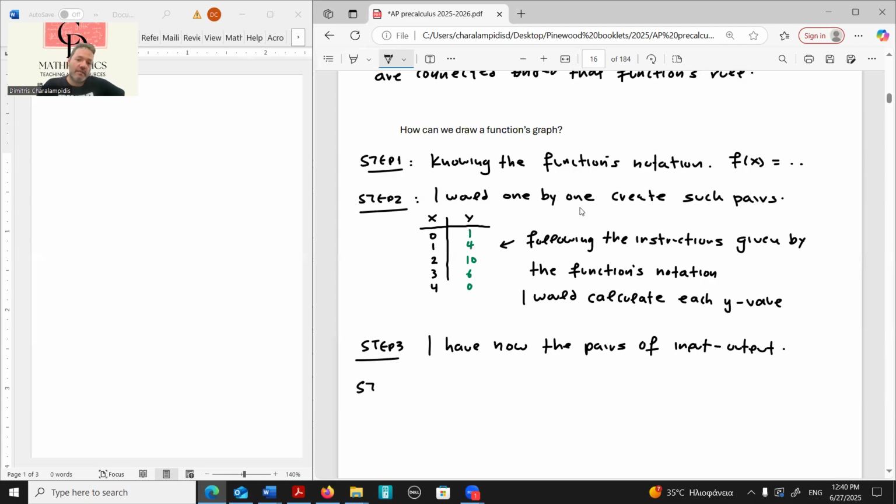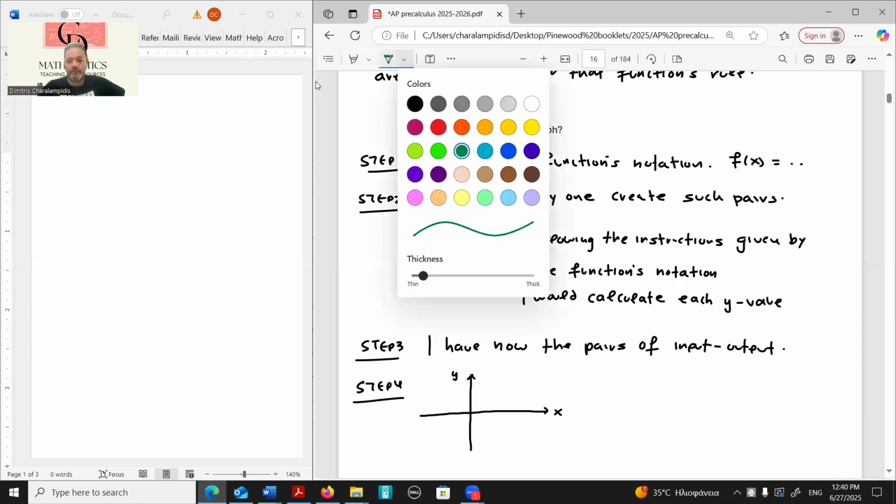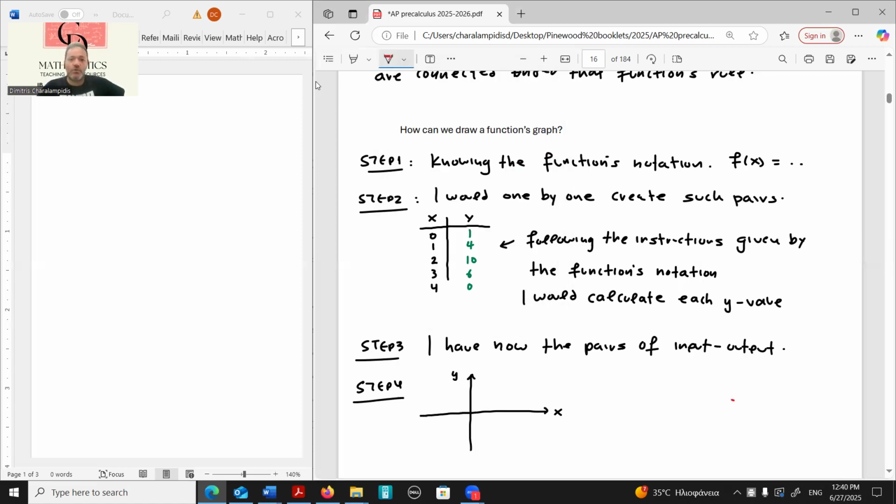So all that is left for me is to go on a set of axes, this is the x-axis and this is the y-axis, and actually put these pairs. So 0, 1 could be here, 1, 4 could be here, 2, 10 could be here, 3, 6 somewhere here, and 4, 0 would be there. Now, I did it for 5 specific points, 0, 1, 2, 3, and 4.